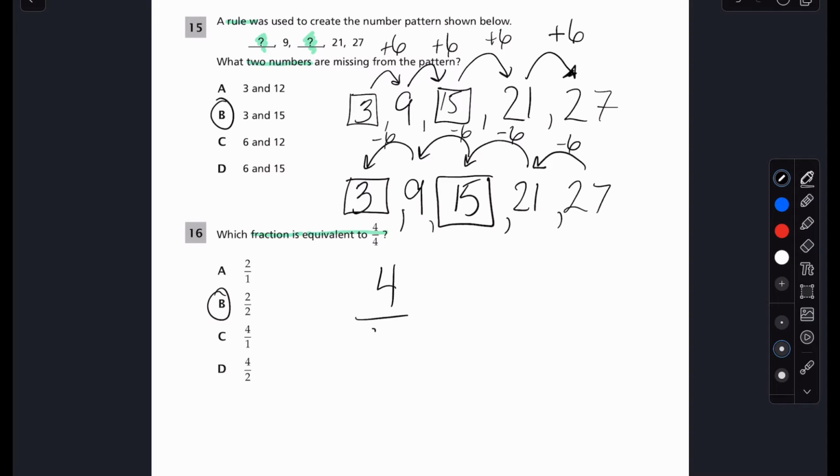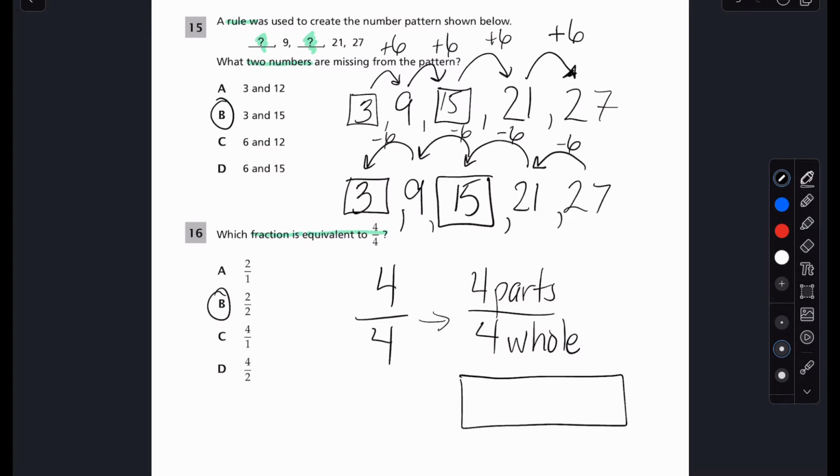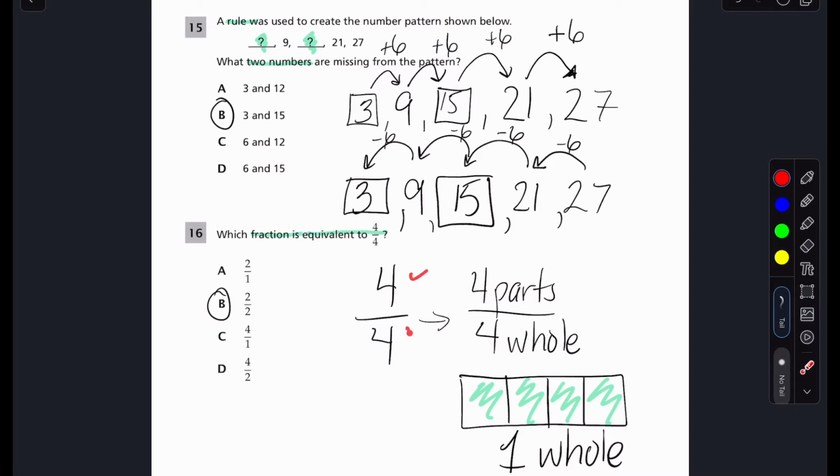Now, as soon as you see this, I know I have 4 parts out of 4 whole things. So kind of looking at it this way, I know that this is equal to 1 whole. So I have the whole thing. And I know that when the numerator and the denominator are the same, the fraction is equal to 1 whole. So I'm going to look to see which one of these choices has the same numerator and denominator, and that's only this one here, 2 over 2.